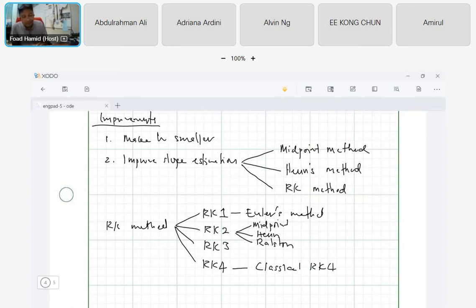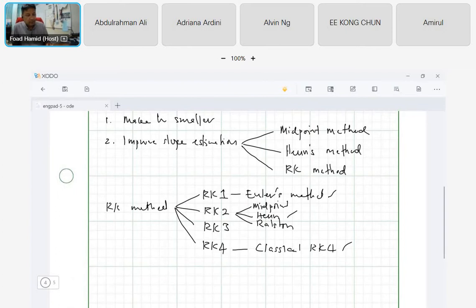And I think in your project, you have to use Euler method, Heun's method, I don't remember, either Heun's or midpoint, and then RK4. And then you want to compare the accuracy of all these three. So that's what we've done so far with ODE.